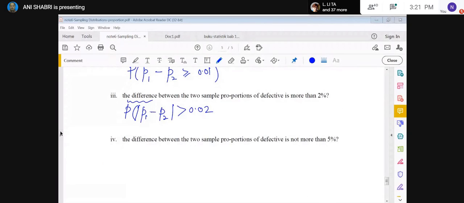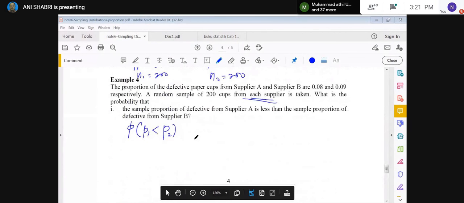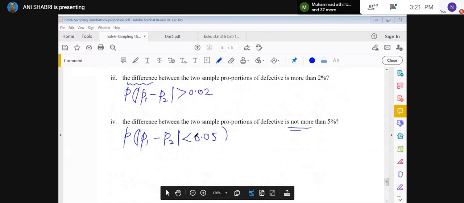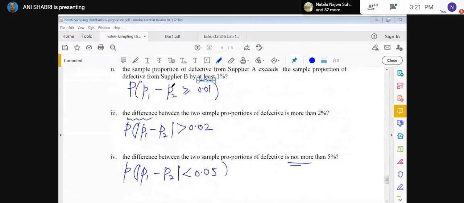Okay, for this one, same, the different, P1 minus P2, not more, what is the symbol, not more, and less than 0.05. Okay, try for this one. After that, we can go back, try number 1, number 2, number 3, number 4. Okay, we summarize first for this one.